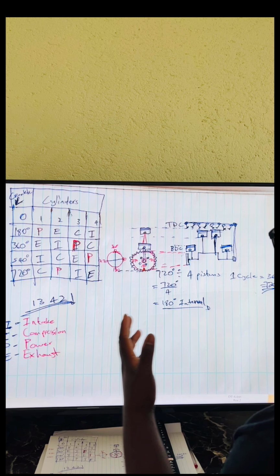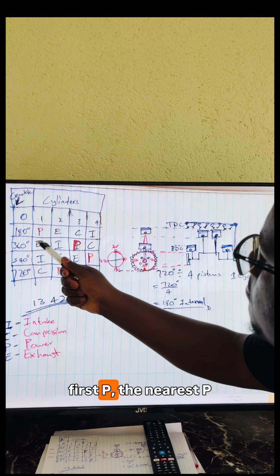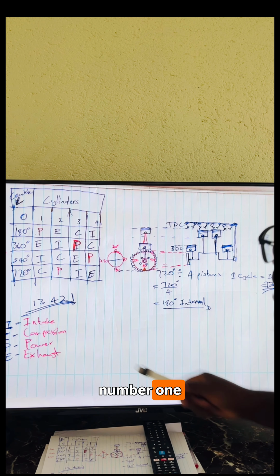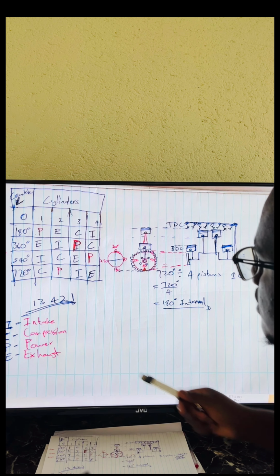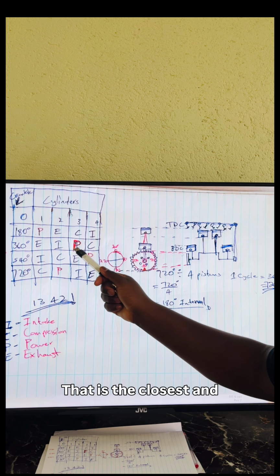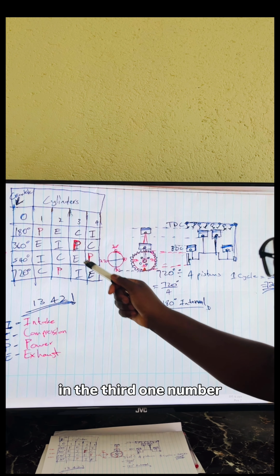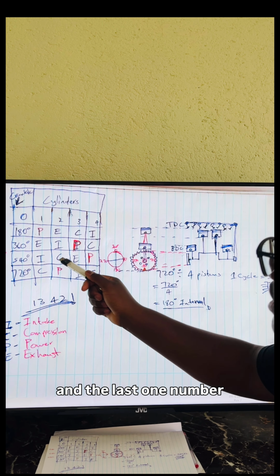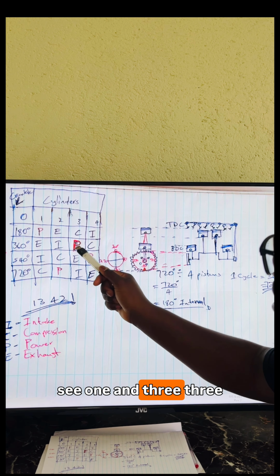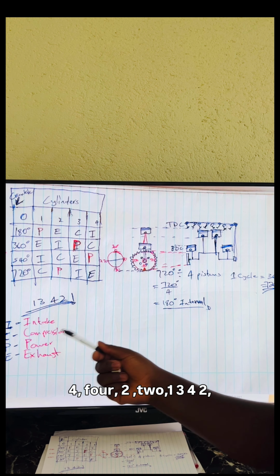But now, to get the firing order, which one is the nearest P? It is this one on piston number 1. And I look again for the nearest P. It's cylinder number 3. It's this one. That is the closest. So number 1, then the third one, number 4, and the last one, number 2. Hence 1, 3, 4, 2.